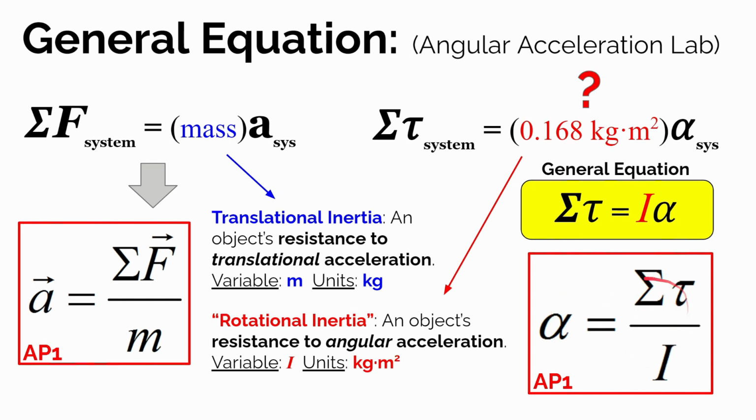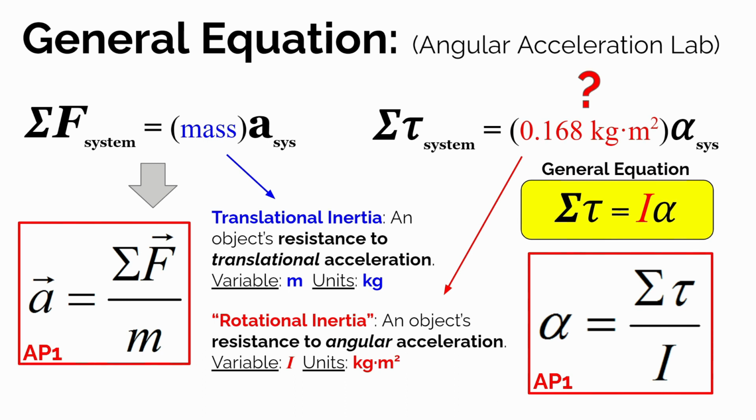If the net torque increases on a system and its rotational inertia stays the same, we're going to get a bigger angular acceleration. Or if the net torque stays the same and our rotational inertia increases, that means our angular acceleration has to decrease. So we can think through some conceptual questions just using this equation.